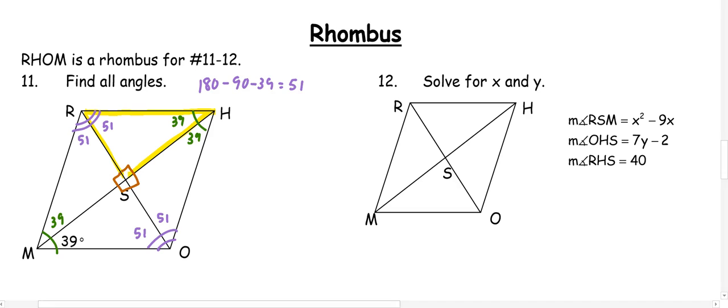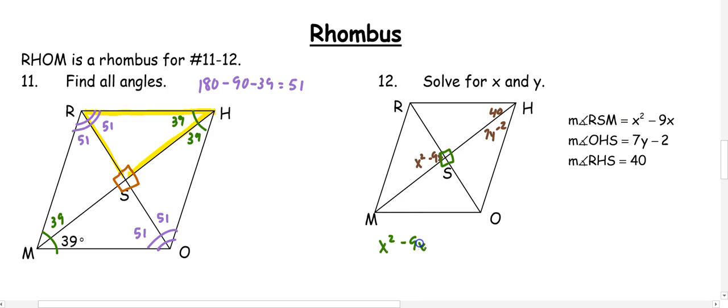In number 12, it tells us that RSM is x squared minus 9x. It also tells us that OHS is 7y minus 2, and RHS is 40. So to solve for x and y, remember that the diagonals are perpendicular to each other. So they're forming right angles in the center.